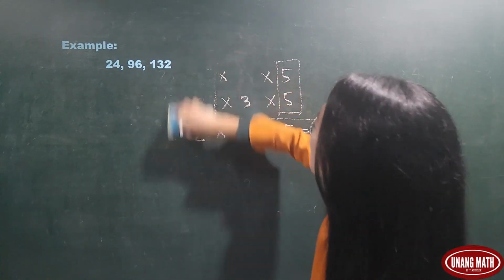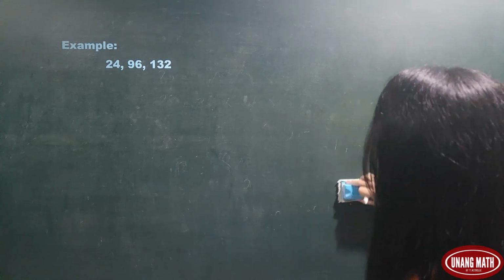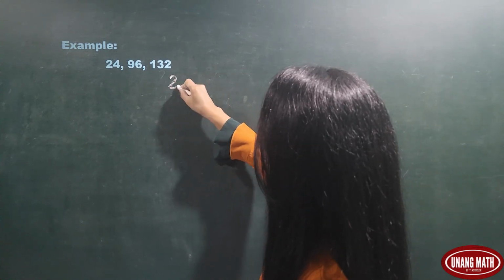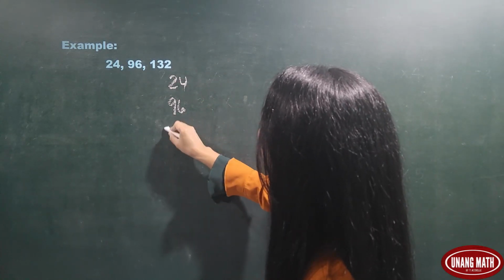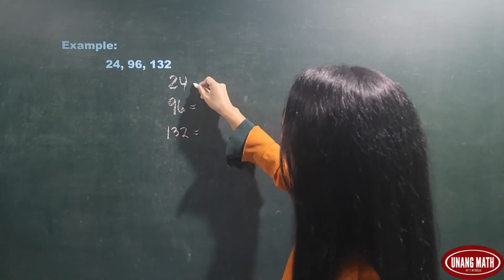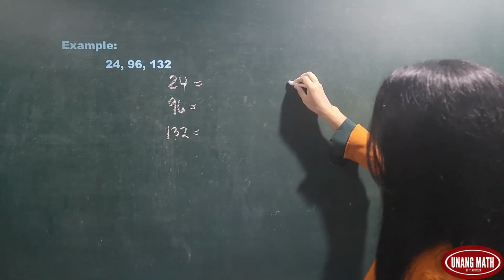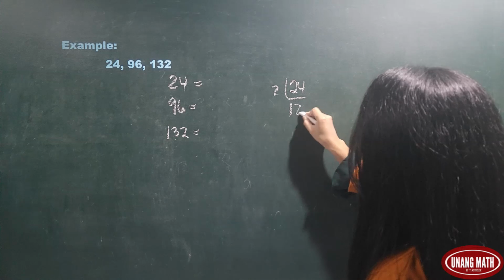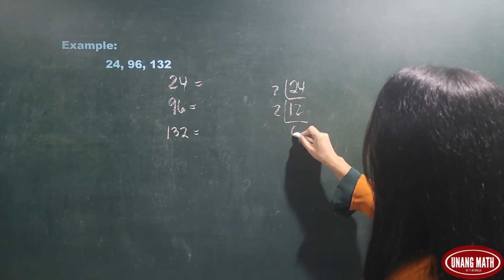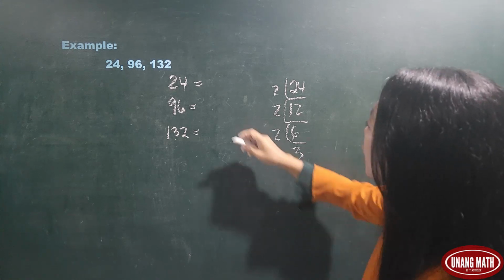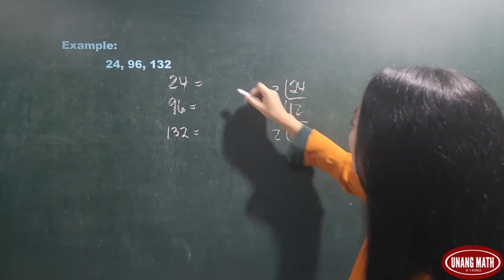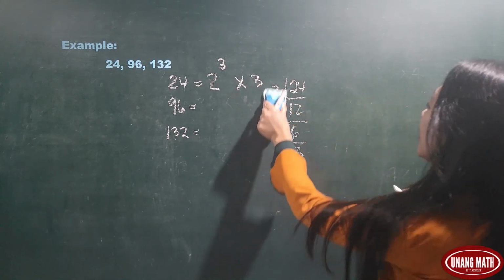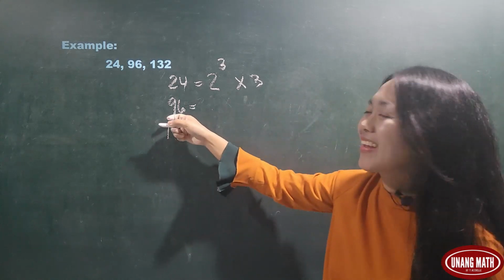Okay, one more example. What is the GCF of 24, 96, and 132 using prime factorization? So we need to find 24, 96, and 132's prime factorization. Let's start with 24. 24 divided by 2 is 12. 12 divided by 2 is 6. 6 divided by 2 is 3. So 24's prime factorization is 2 raised to the power of 3 times 3.